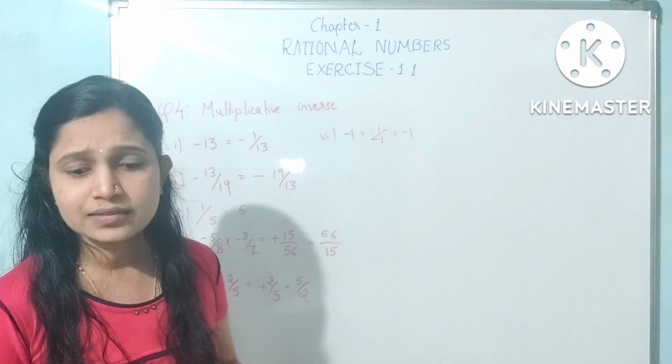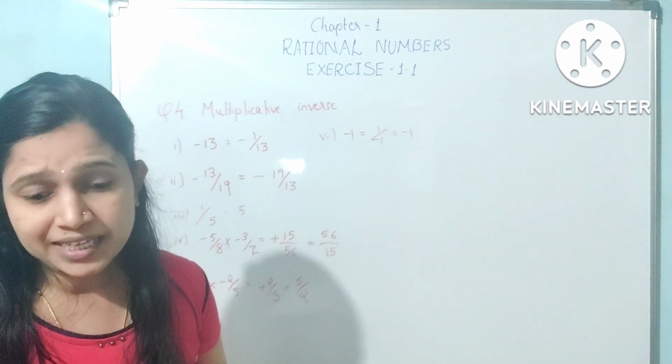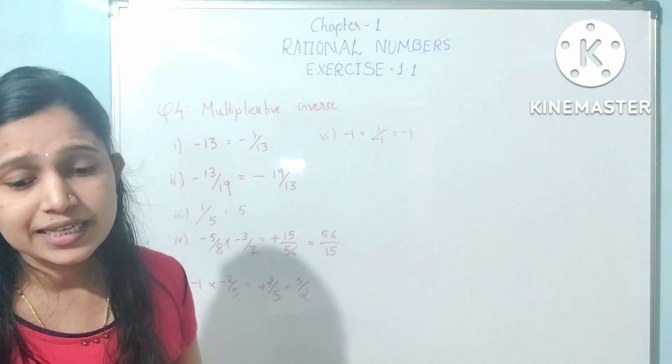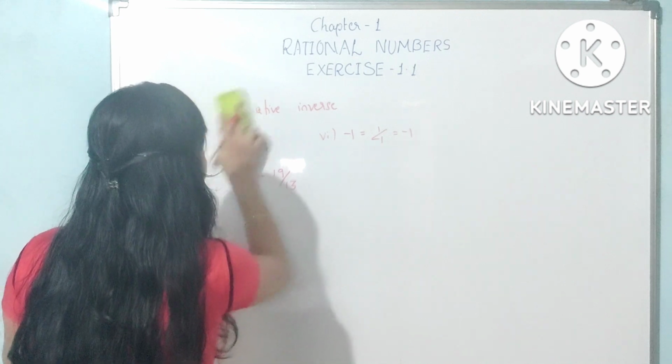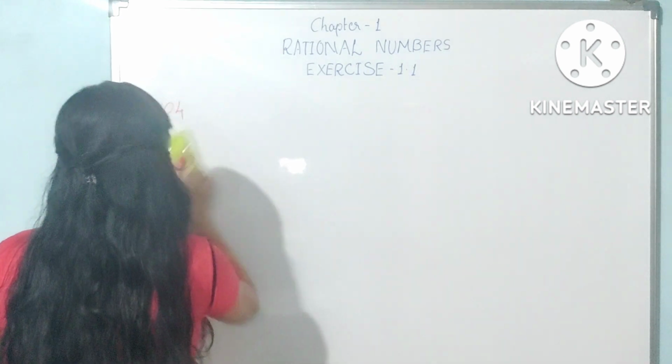Name the property under multiplication used in each of the following. Okay, fine. So we have to tell the property's name here. Okay, Q5.